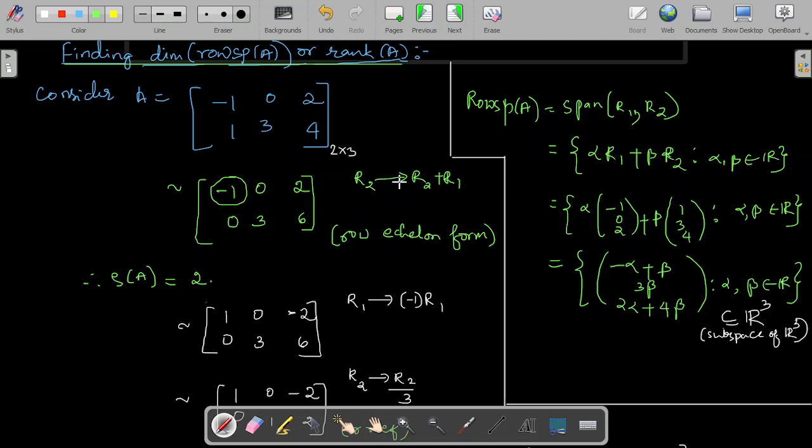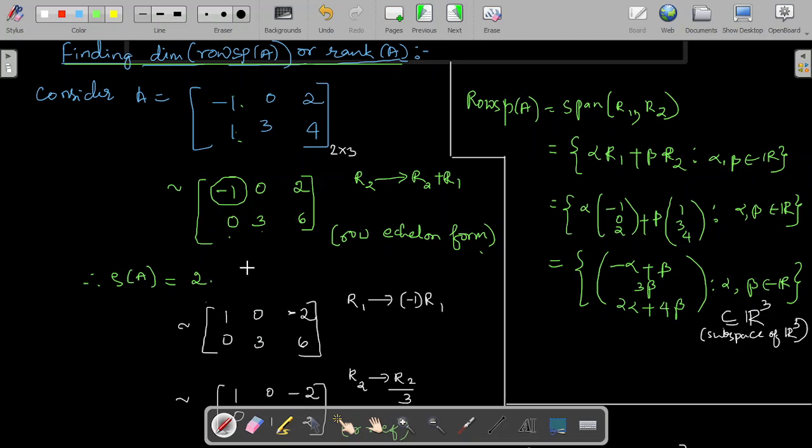Change R2 in such a way that 1 minus 1, that becomes 0. 3 minus 0, 3. 4 minus 2, here this is R2 plus R1 that I have to do. 1 minus 1, 0. 3 plus 0, 3. 4 plus 2, 6. So this is in row echelon form. So you can conclude here itself that the number of non-zero rows is equal to 2. Hence dimension of row space of A is equal to 2. Okay, rank of A equal to 2.